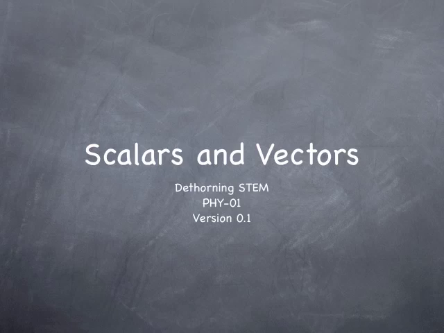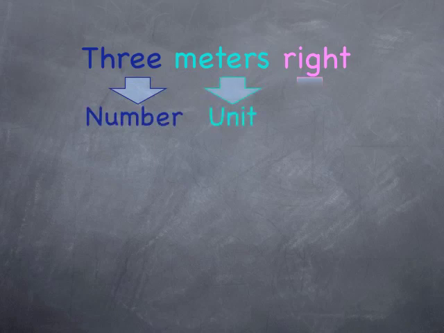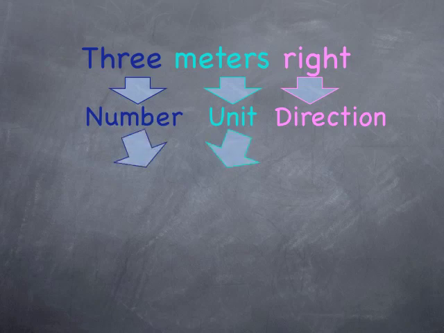But consider a description of how your physics book moves, say 3 meters right. Each word conveys a different type of information. 3 is a number, meters is a unit, and right is a direction. The unit tells you important information about what the number means, so it makes sense to group units and numbers into something called a physical quantity.